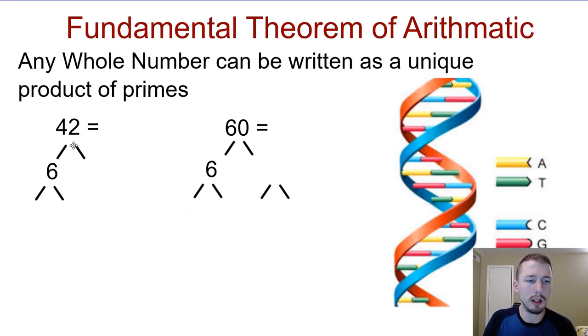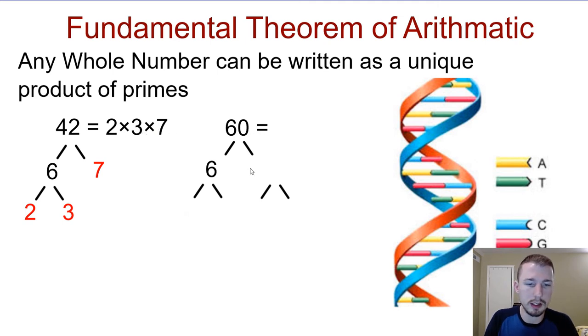So we can break it down into its products. 42 can be written as 6 times 7, and then 6 can be broken down as 2 times 3. Now, at this point, we have all primes, right? We don't have any more factors of 2, 3, and 7. So it can be written as 2 times 3 times 7, and all three of those are to the first power. So the unique code for 42 is 2 times 3 times 7.